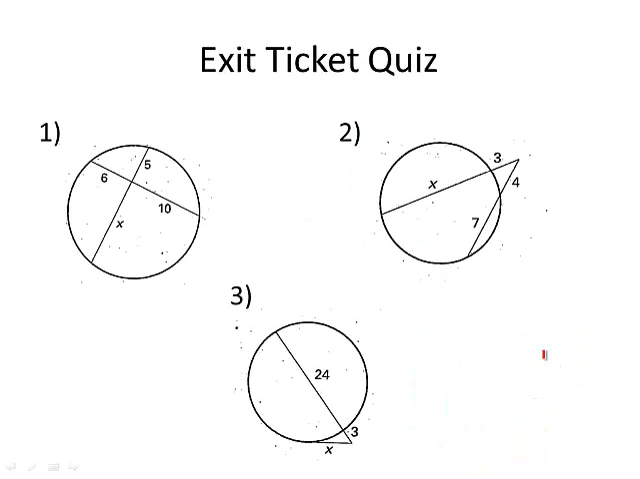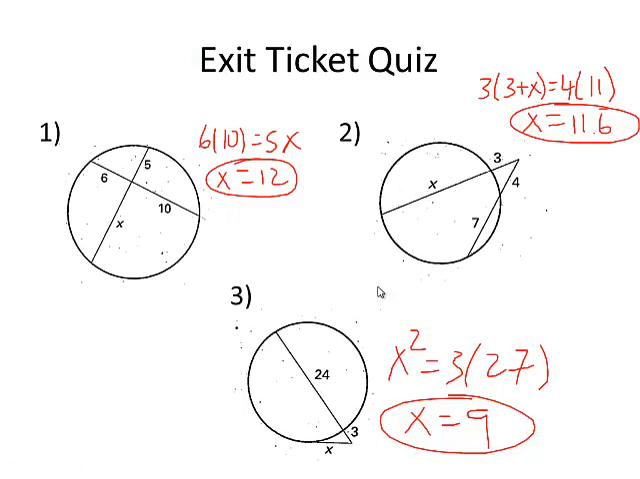All right, so here are just a few examples. What I'm going to have you do is pause the video and go ahead and work out these examples. Okay, so if you work these out, you should have gotten x equals 12 for the first one, x equals 11.6 repeating for the second one, and for the third one, x equals plus or minus 9, but you only take the plus because you're dealing with distances.